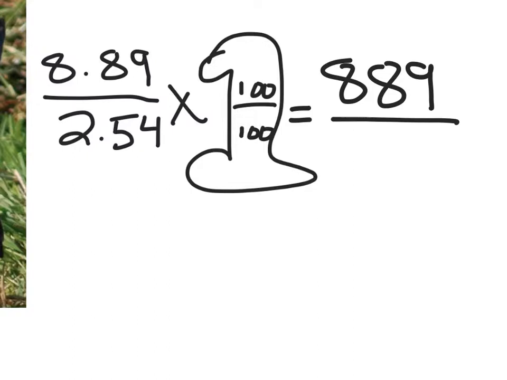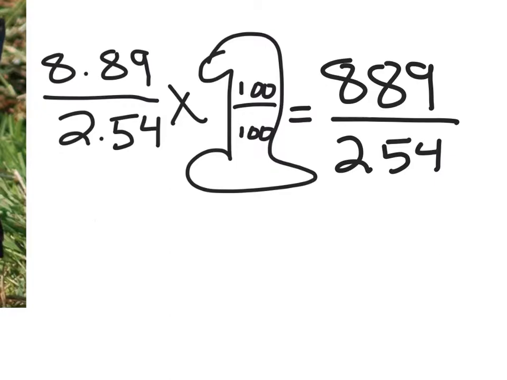Draw my equal sign in. Then down here, 2.54 times 100 will give me 254. And right now, as you see, I have a whole number for my denominator, or my divisor in this case. Fractions can be thought of as a fraction, 889 over 254, or 889 254ths. Or you can say 889 divided by 254.